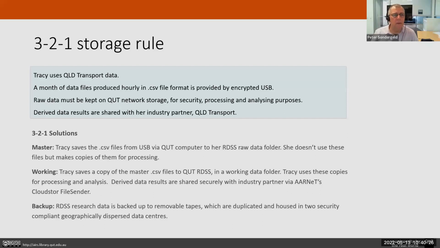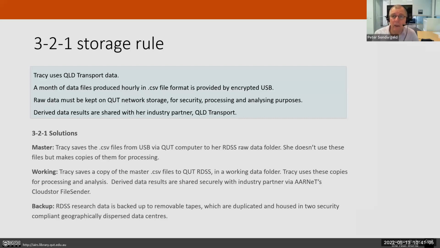There's an example here of a researcher, Tracy, who's using data from Queensland Transport. So the data comes to her in a CSV file that's on an encrypted USB. The raw data must be kept on QUT network storage for security, processing, and analyzing purposes. So it's confidential information. It's not for sharing at this point, other than back with the industry partner, Queensland Transport. So the data arrives on an encrypted USB. As soon as possible, it should be put into the recommended location.